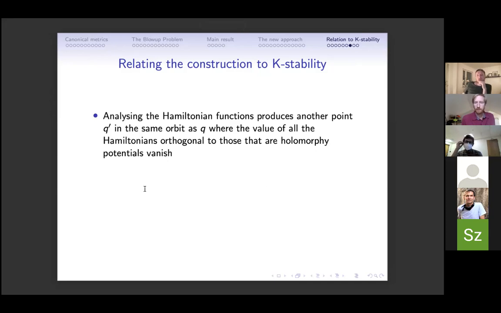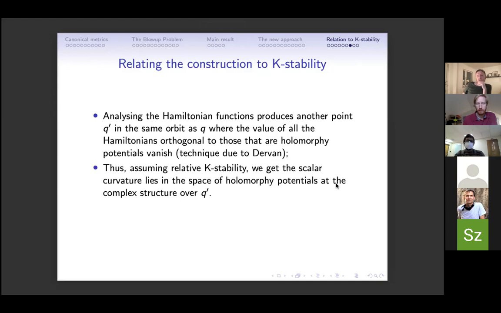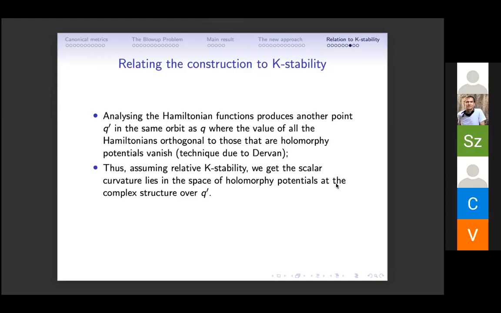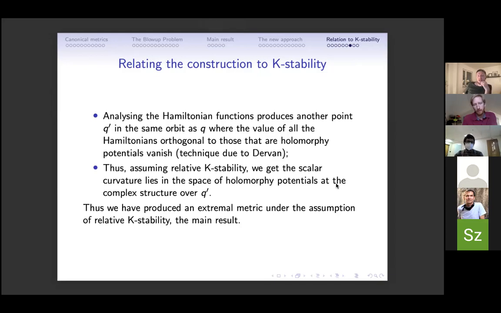And if you analyze the Hamiltonian functions, this produces another point in the same orbit as the point Q we started with, where the Hamiltonians orthogonal to those that are holomorphic potentials vanish if we assume K-stability. And this is a technique due to Dervan in a different work. So assuming relative K-stability, we get that the scalar curvature lies in the space of holomorphic potentials at the complex structure over this Q prime point. And that is saying that we've produced an extremal metric under the assumption of relative K-stability. So it lies in this finite dimensional subspace of this obstruction space, which is what we wanted.